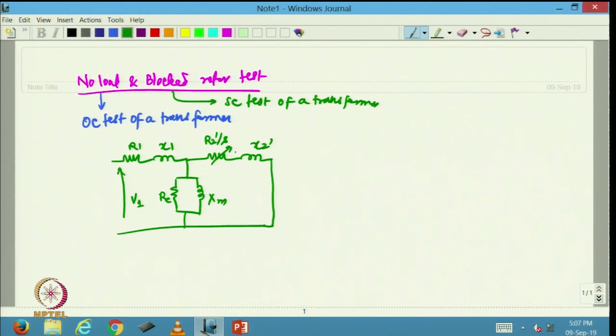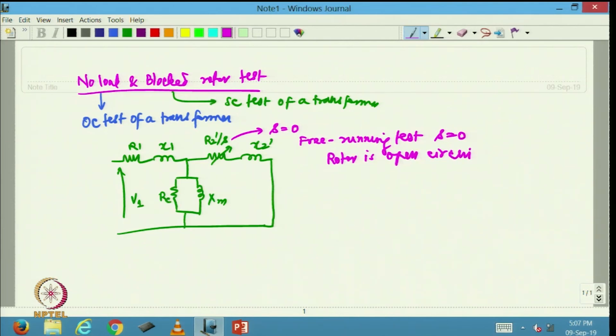If I am looking at the motor running freely, this slip will be close to 0. So, whenever I am running it freely, or free running test, I am going to have S equal to 0, because of which it is as good as rotor is open circuited, because R2 dash by S becomes infinity at S equal to 0. So, I am going to have rotor open circuited. So, this is equivalent to open circuit test of a transformer, I mean.